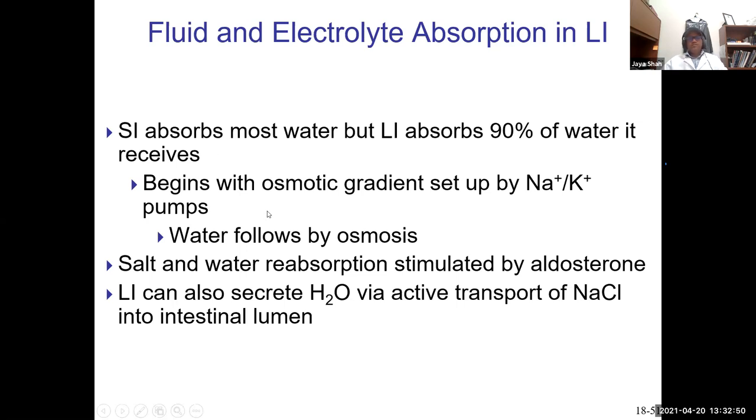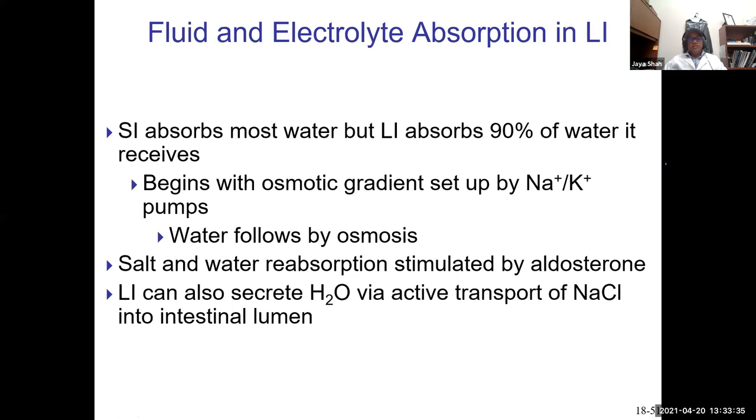So absorption of water begins with the osmotic gradient set up by the sodium-potassium pump. The sodium-potassium pump acts with the hormone aldosterone. Do you remember the kidney? Aldosterone in the early cortical collecting duct and late distal convoluted tubule absorbs sodium in exchange for potassium. So the same thing here too. And then sodium is high outside the intestine, so you absorb water there, because water follows by osmosis. Salt and water reabsorption is stimulated by aldosterone.